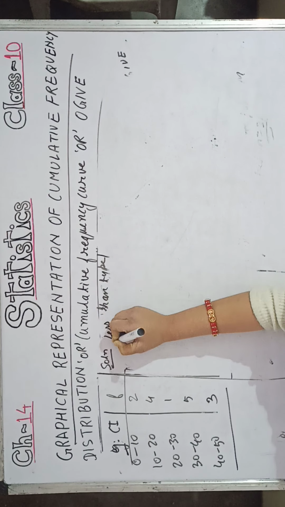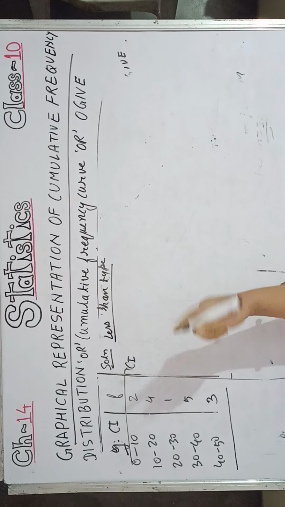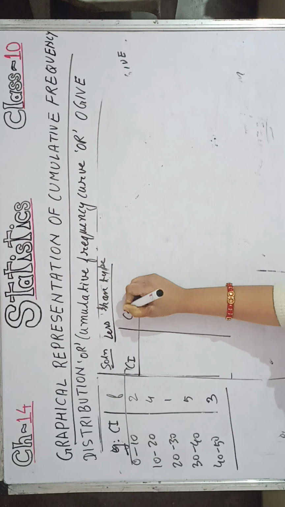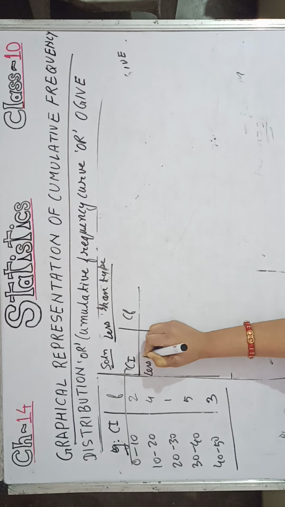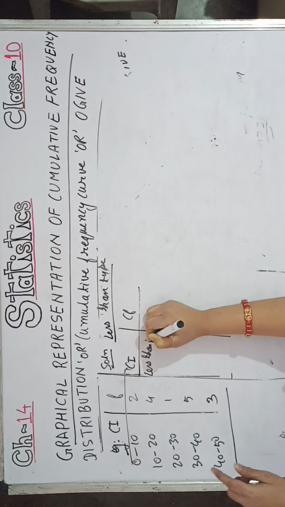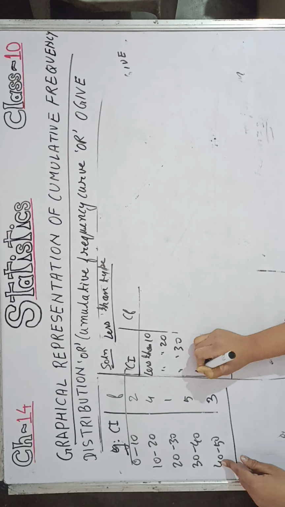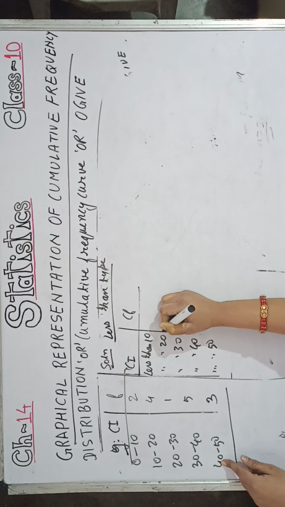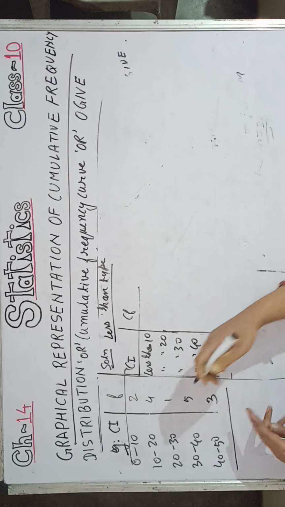So less than type of ogive. The class interval, less than type, upper limit, and less than type. So less than 10, less than 20, less than 30, less than 40, and less than 50. Okay. Now cumulative frequency. Keep in mind less than is top to bottom.